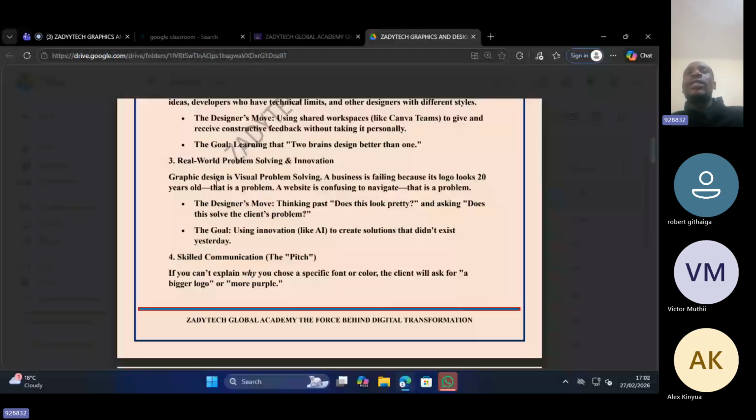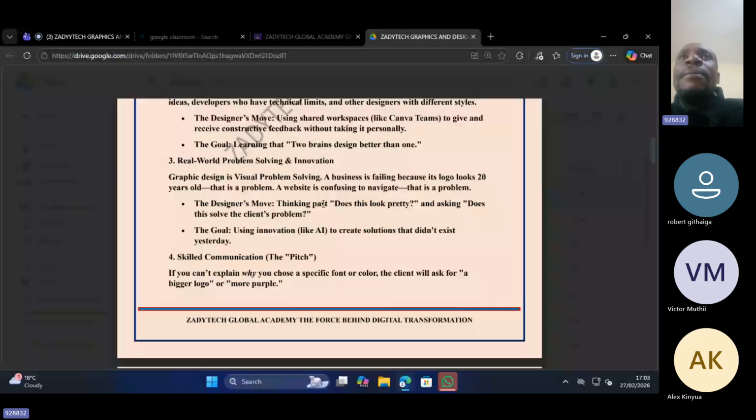Maybe touching on the agricultural sector, touching on businesses, touching on churches, touching on community issues. Can you solve the problems using your graphic and design skills, and the people will be willing to pay for it? So graphic design is visual problem solving. You solve problems visually, through graphics, so that people can see. You are using graphics to solve the problems.